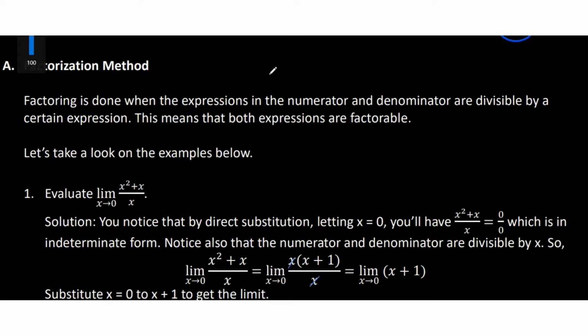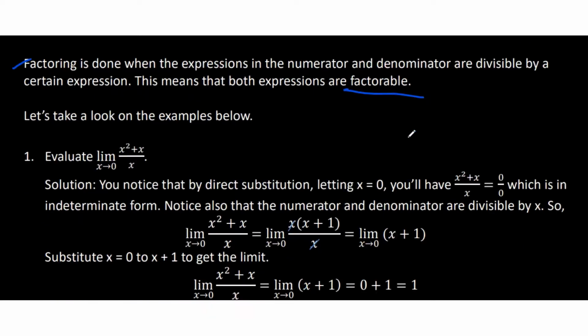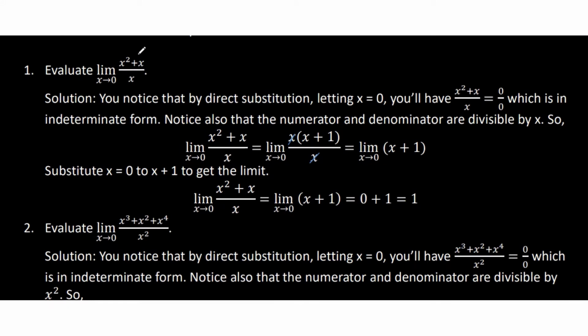Now, in the factoring technique, the numerator and denominator must have a certain expression true to them so that they are factorable. Okay, let's have number 1. The x squared plus x divided by x is 0 over 0 when x is 0. It is very obvious in the numerator and denominator. Therefore, we need to have the factoring technique.